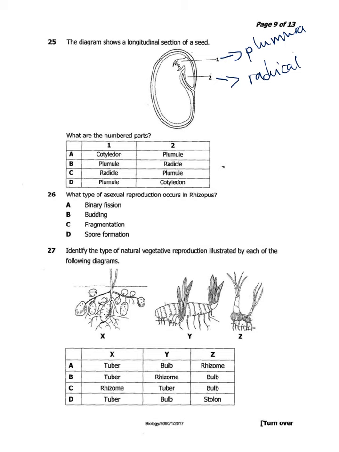Then the radicle changes into a root system. We have the cotyledon, which stores the nutrients needed by the embryo. Then we have here, somewhere here, the micropyle, where the water enters the seed. So what are the numbered parts? We've answered already. So our A, cotyledon, or B, plumule. Yes, so our answer is plumule. 1 is plumule, 2 is radicle.